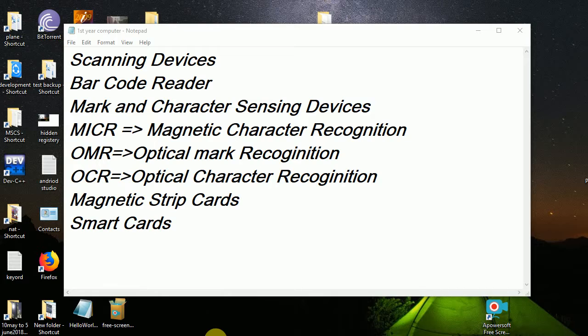What is the role of scanning devices in our daily life or in computer science? Scanning devices are used to scan or read from paper, or it may read from a product, or it may read from checkbooks or from anything, and also reading from magnetic strip cards. First of all, we read about the barcode reader.